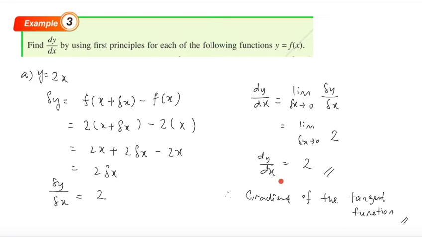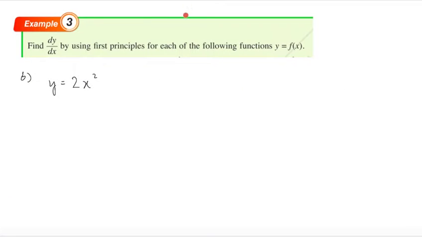Later we get a shortcut to find the gradient of the tangent function. To find the gradient, you will find dy/dx. Here we are using first principle. Okay, using first principle function. First principle method. Okay, now let's try again by using first principle method.